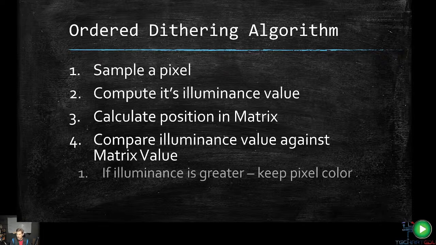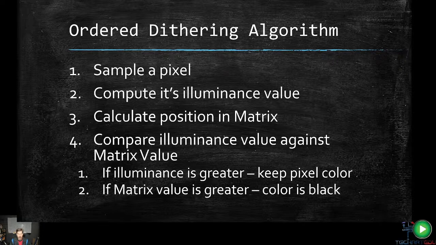And ultimately, one of two things happens. If the illuminance is greater than the matrix value, then we're going to keep the pixel color. If the illuminance is less than the matrix value, then we're going to make the color black. And so we're going to be dithering between white, the normal color, and the black color. And so what this does is it kind of duplicates the actual dithering process.